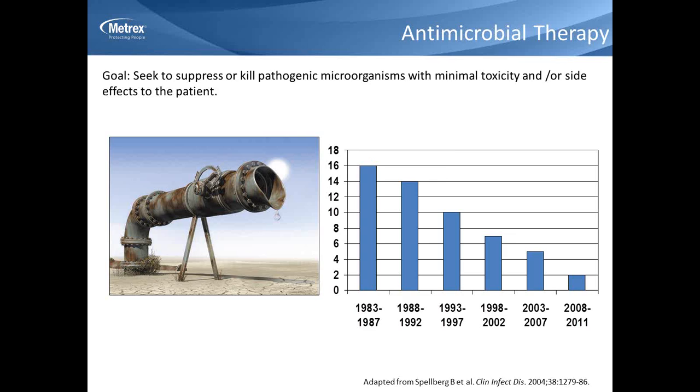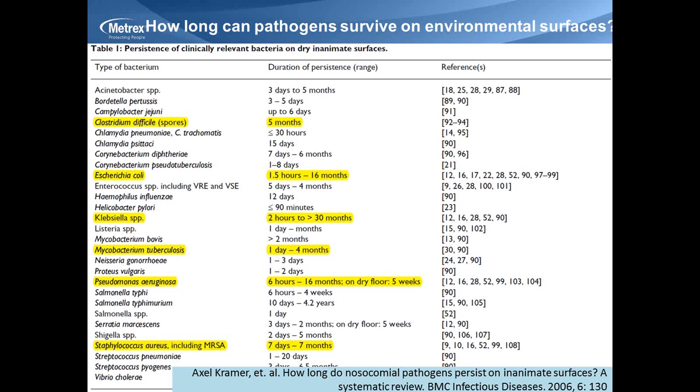Then for the pathogens, we understand all the different pathogens that can cause infectious disease. And today we're going to focus on the environmental impact on infectious disease. The first question is, if pathogens can be transmitted through environmental surfaces, how long can those pathogens survive on the environmental surfaces and remain infectious?